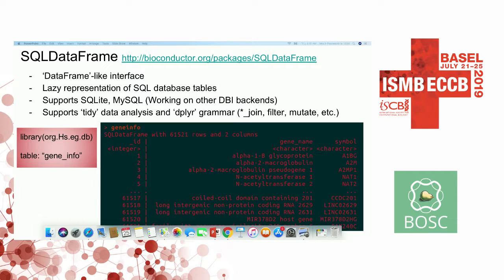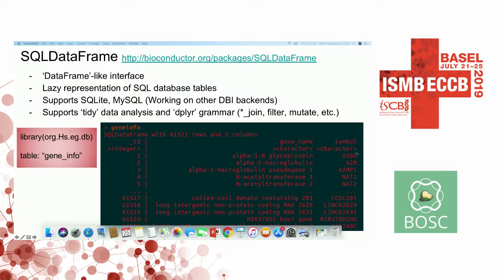I'll talk really quick about the SQLDataFrame. It is another data structure that extends the data frame-like interface. Many core Bioconductor packages implemented the DataFrame, like VariantAnnotation, GenomicAlignments, GenomicRanges, SummarizedExperiment. So it could be very useful, even if you don't notice. The idea is similar: we want the lazy representation of SQL database tables.